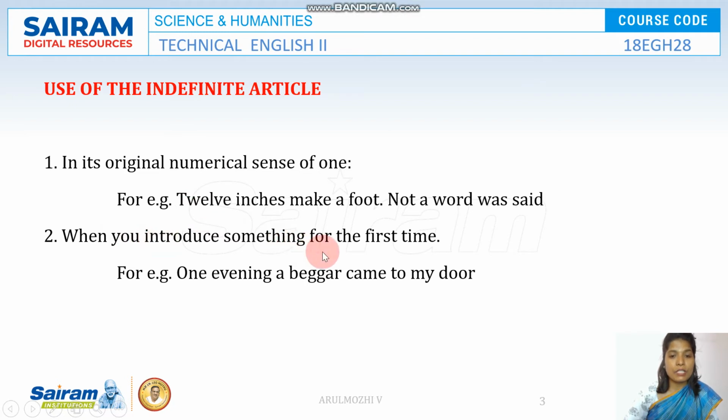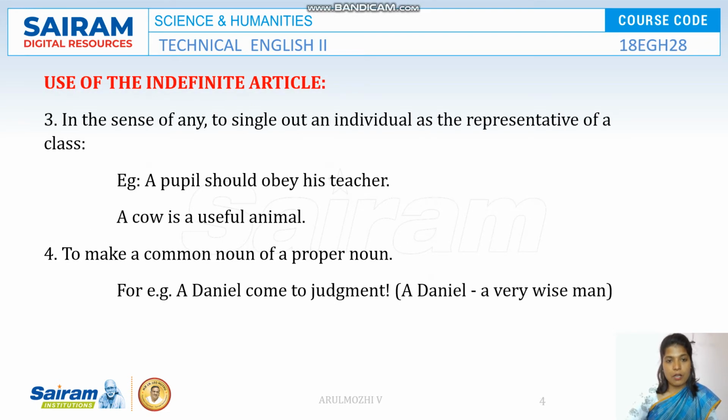Also, when you introduce something for the first time. Take for example, one evening a beggar came to my door. Here you are introducing the beggar for the first time to the receiver. When the speaker introduces the noun for the first time to the receiver, at that time you can use a.